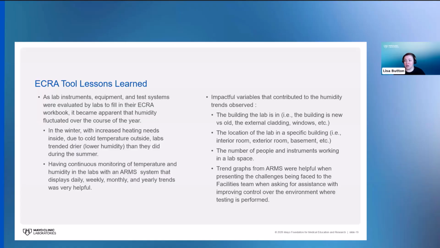We also found that the location of the lab within the building itself might play a role in their ability to meet temperature or humidity needs, meaning that we found differences between interior rooms, exterior rooms along the outside walls, or in the basement, like lower levels, that type of thing. We also were interested to find that some of our labs that have a higher number of people and instruments working within that lab space also struggled a bit more with temperature or humidity staying within the thresholds that were identified by the manufacturer.